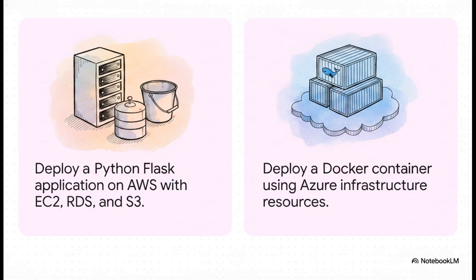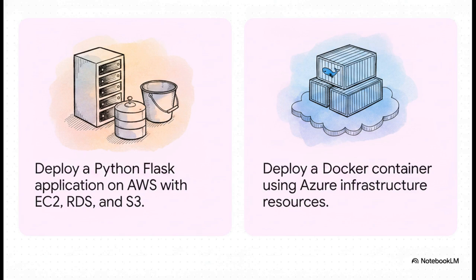That means defining very specific native resources in your code, like an EC2 instance to host the app, an RDS database for your data, and an S3 bucket to handle static files. Terraform beautifully coordinates all those native AWS services together. But then, on the other hand, what if you're deploying a Docker container environment on Azure? That requires entirely different native services and a totally different architecture.